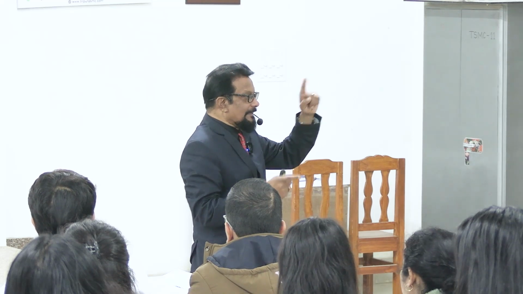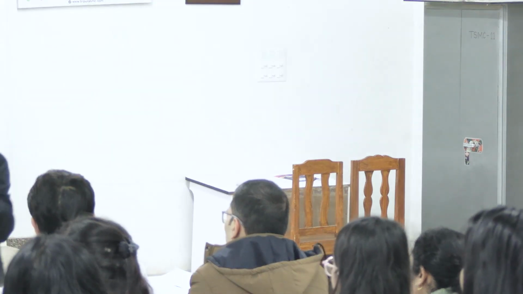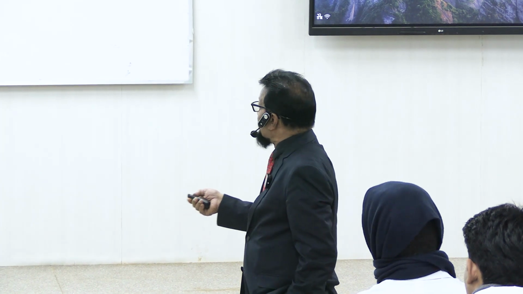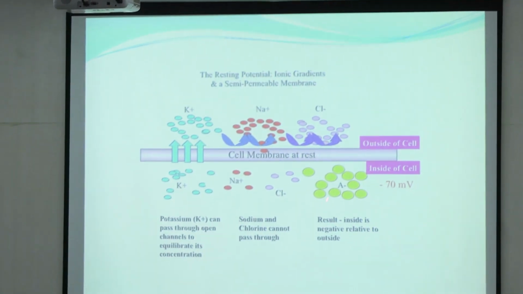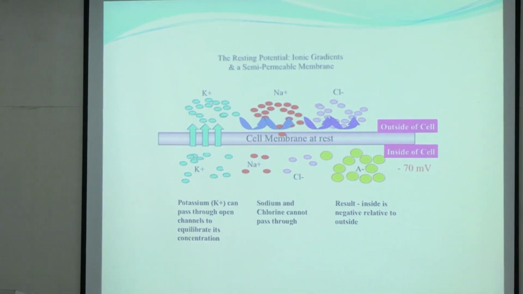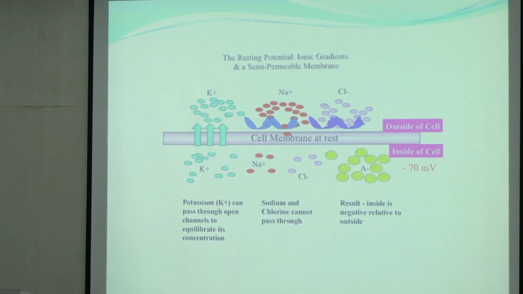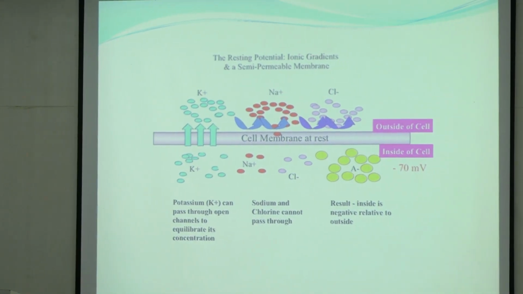As a result, what will be there? There will be a potential difference. Under resting condition, this is called resting membrane potential. So in case of nerve, how much is this? This is the cell membrane, this is outside the cell, and this is inside the cell. Inside is relatively negative, and its negativity is minus 70 millivolt with respect to outside.